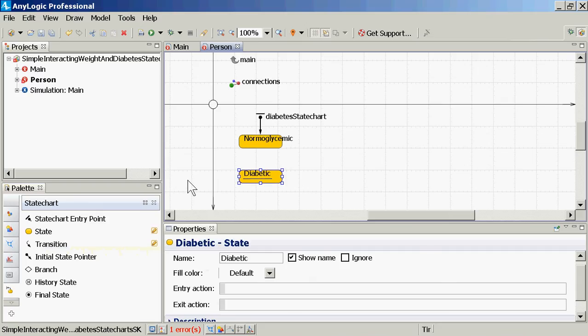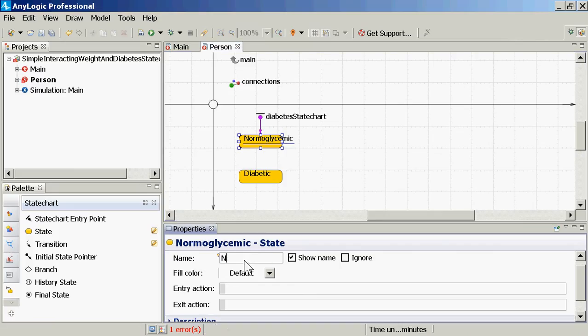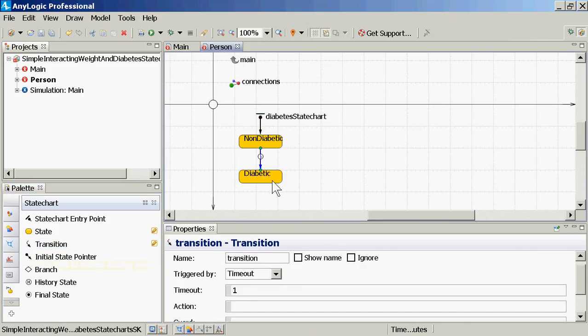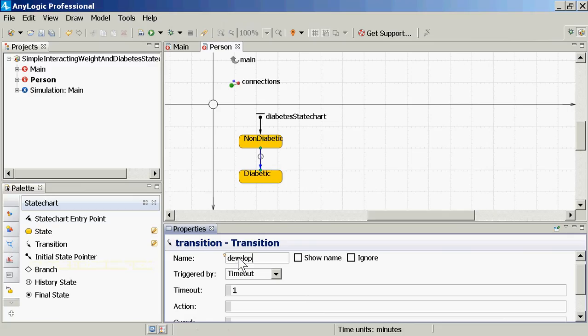We're going to actually abstract over the pre-diabetic state. We'll call that normal glycemic, okay? So maybe we should call it normal glycemic. Let's call it non-diabetic. We'll go back and edit this. Non-diabetic. And then the other is diabetic. And then let's set a transition between them. So this will be called developing diabetes.